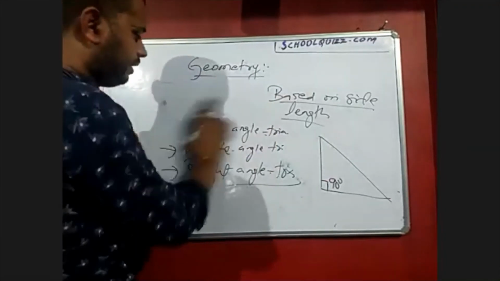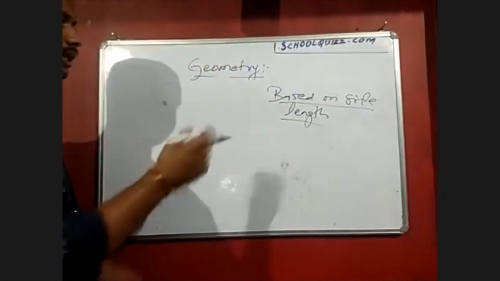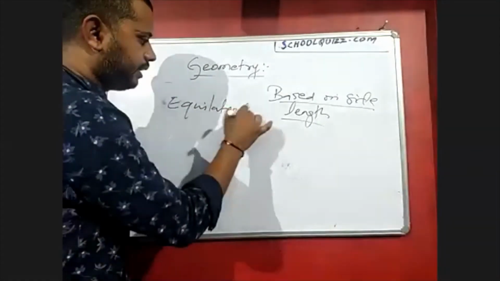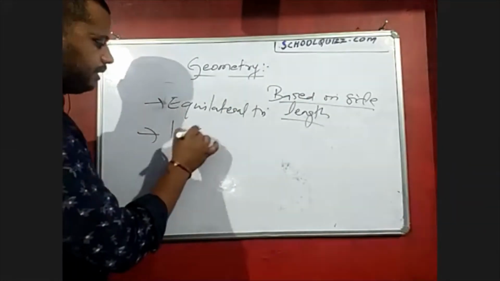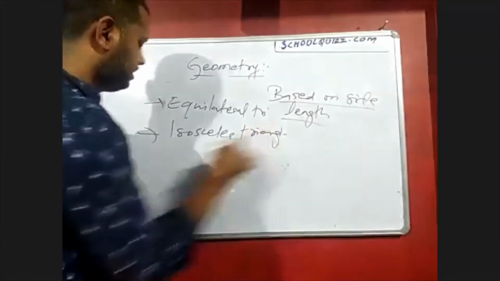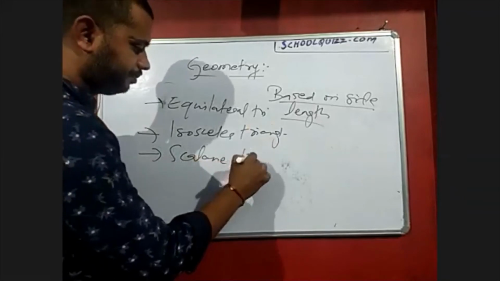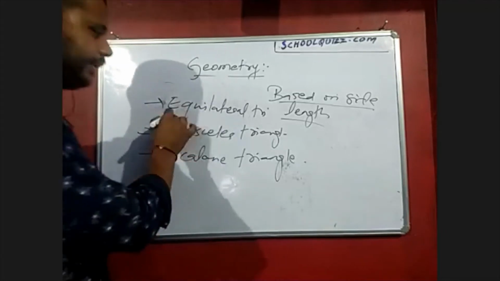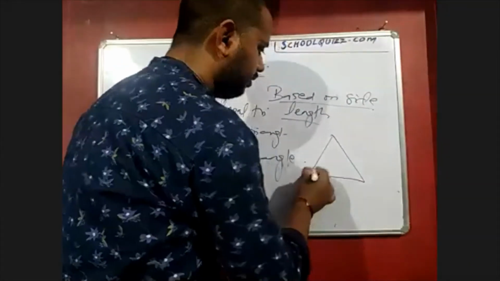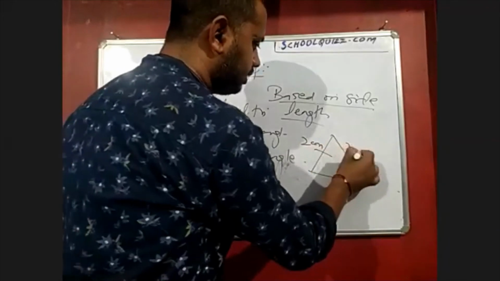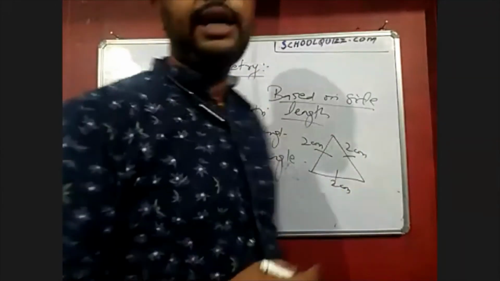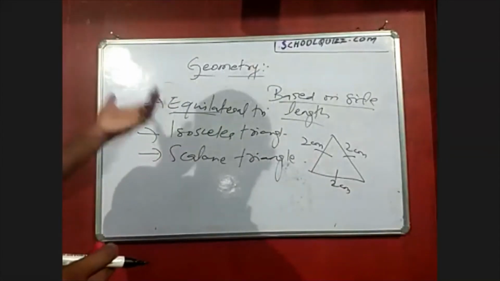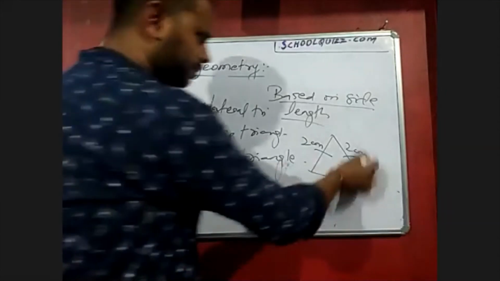So let's see, what are the types of triangles based on sides? They gave three types. If all sides are the same, equilateral triangle. Second, they gave the name isosceles triangle. Third, scalene triangle. Now, what does equilateral mean? Equilateral means all sides are the same. This is 2 centimeter, this is 2 centimeter, this is also 2 centimeter. The side lengths of all the sides of the triangle are the same. Then we call it an equilateral triangle.